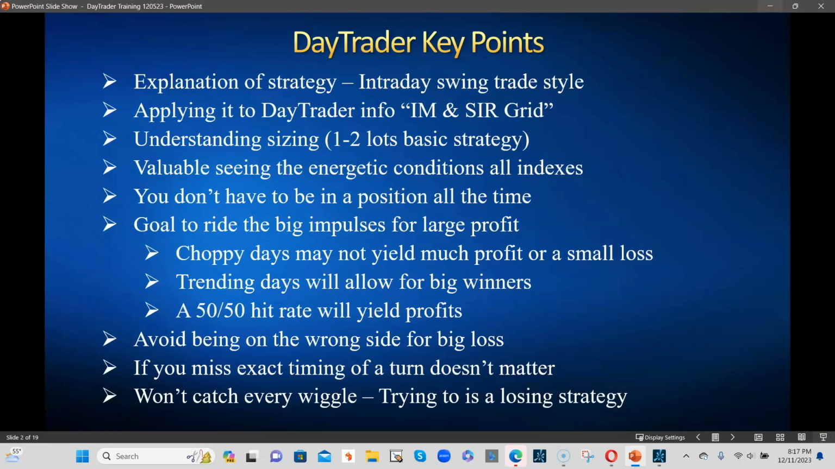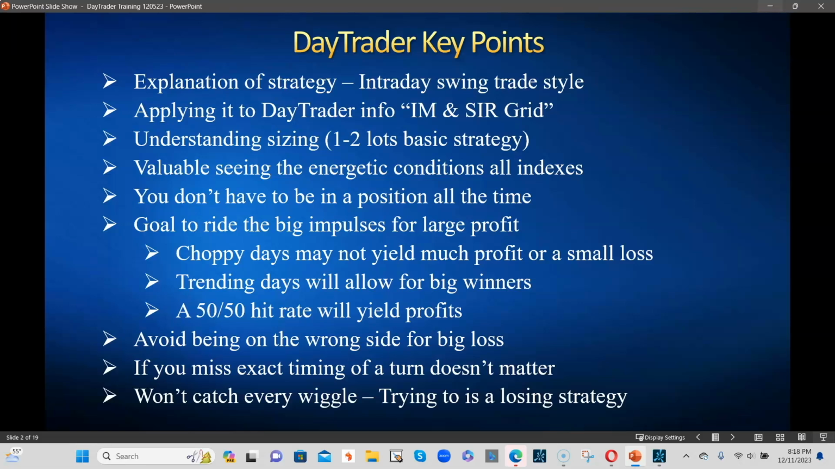So I'm going to start out with an explanation of the strategy, the intraday swing trade style. And I'm going to apply that to DayTrader info, looking at the impulse monitor and the SIR grid. And we want to understand sizing. So the sizing of this strategy is really basic. It's essentially when the strategy sets up in one direction or the other.